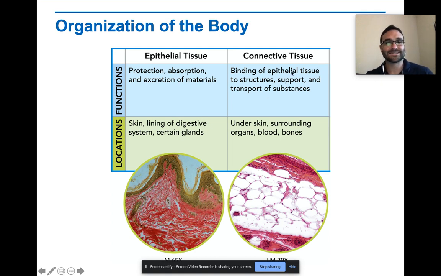The second tissue is called connective tissue, and that's easy. It just helps support structures. So we're thinking of cartilage and all the stuff like that. So anywho.